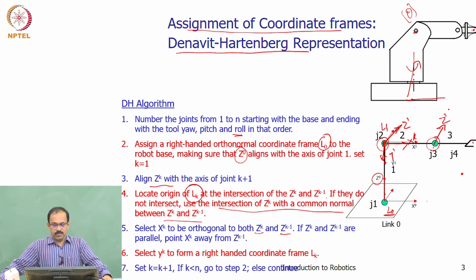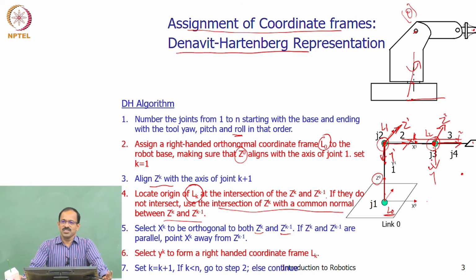Because they are parallel. So when they are parallel, what is the strategy? Common normal. So you find a common normal and then see where the common normal intersects Z2. The common normal will always be this, and it intersects here, and therefore your origin will be L2. So that will be the origin L2. Now you assign the x axis, because x should be away from Z1 since they are parallel. So we make this as x2 and then give the same as y2.